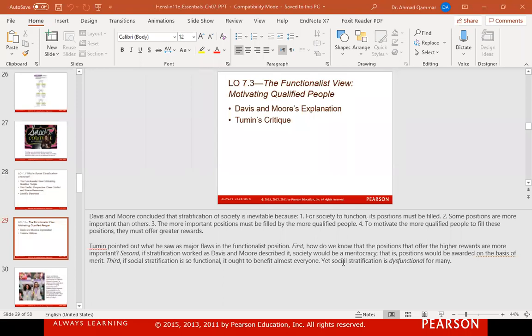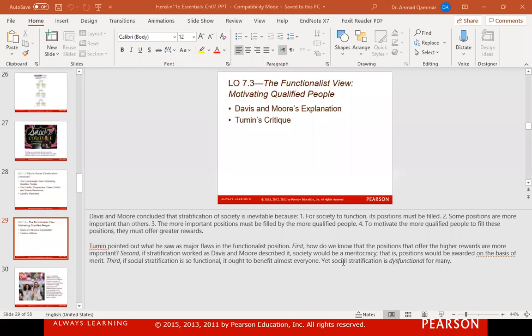Similarly, the second objection that Tumin raises is, if stratification worked as Davis and Moore described, then society would be a meritocracy. Then everything would be on merit. Positions would be awarded on the basis of merit. But we see around us, it is not so. Positions are not given on the basis of merit. I mean, you get positions, you get promotions, you get rewards because you know somebody powerful, you know somebody who is more influential in the organization, you have a better relationship with your boss, right? Because of all these things, we do not see pure meritocracy, right?